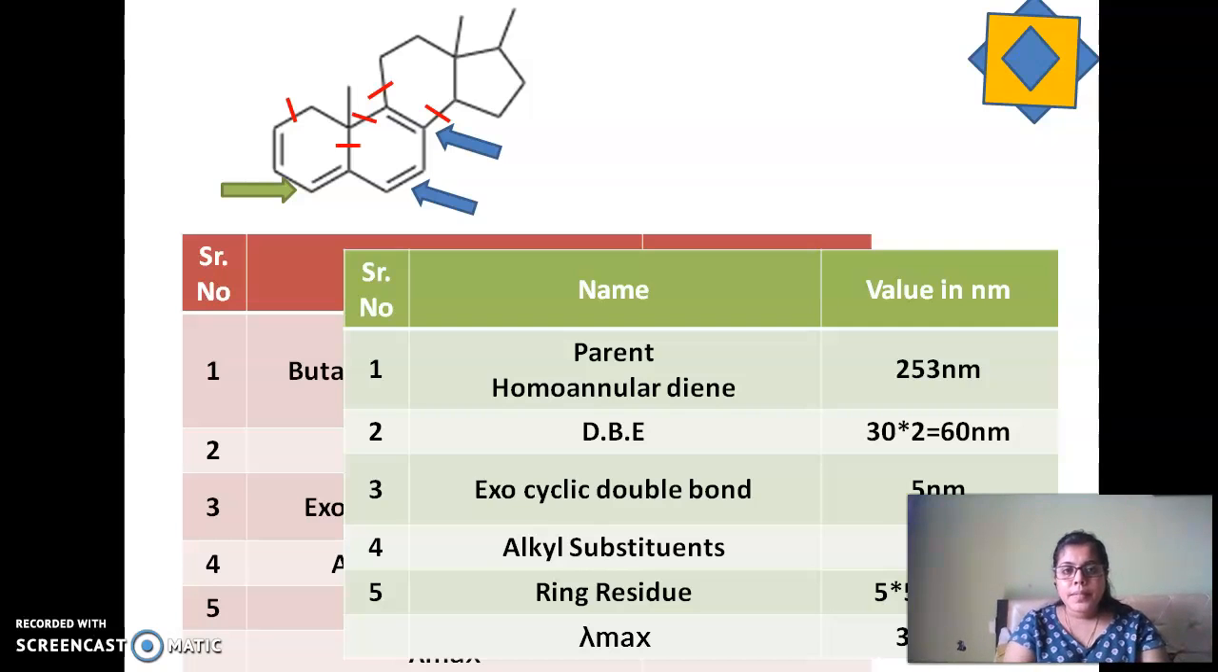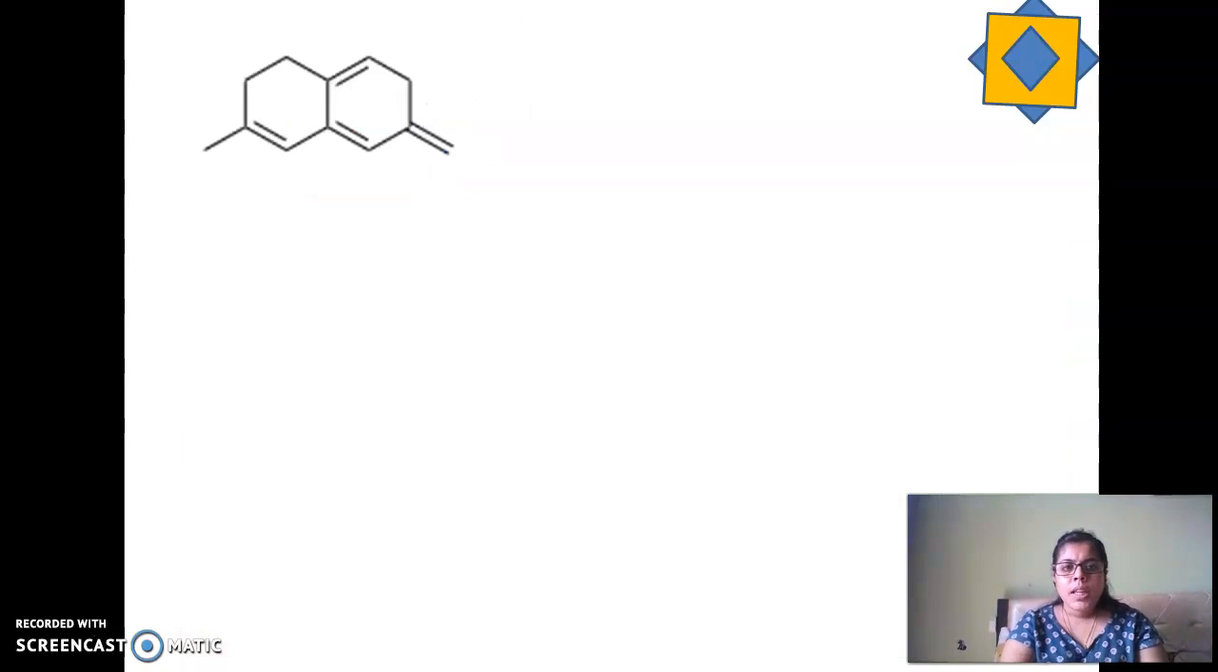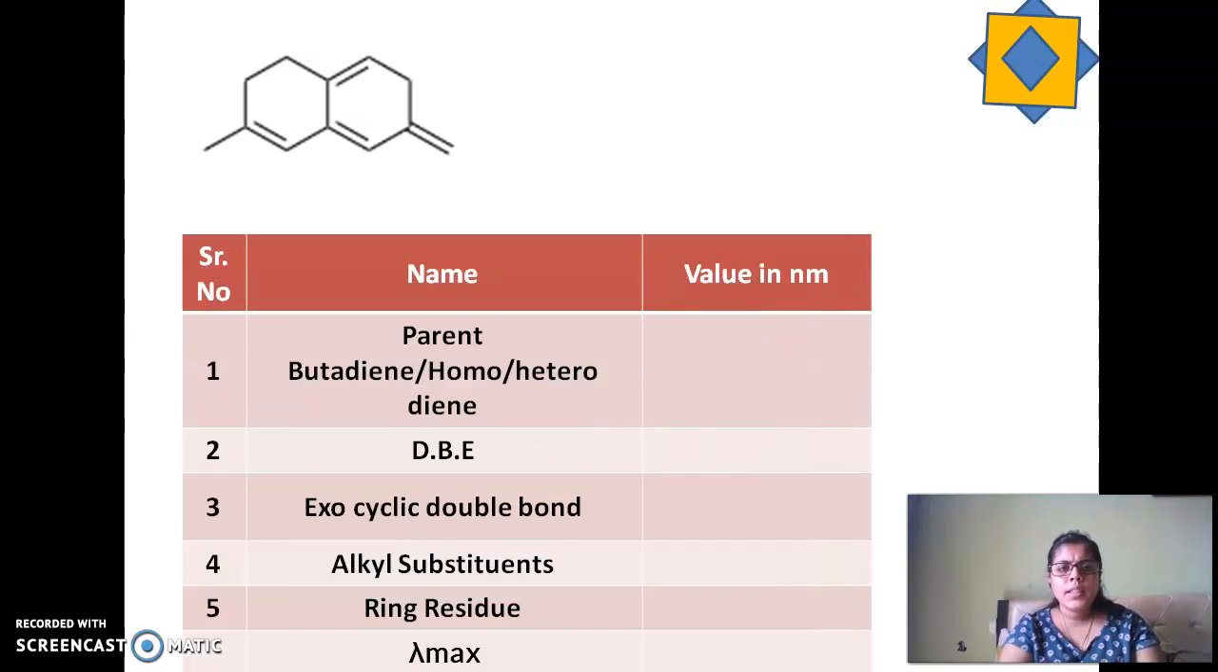Yes. One more sum, so that you understand it better. Unsaturated dienes, I have homo and hetero together, so I consider homoannular diene, and this will become my DBE. I will add plus 30 to it. Now exocyclic double bond, I have this as an exocyclic or DBE.